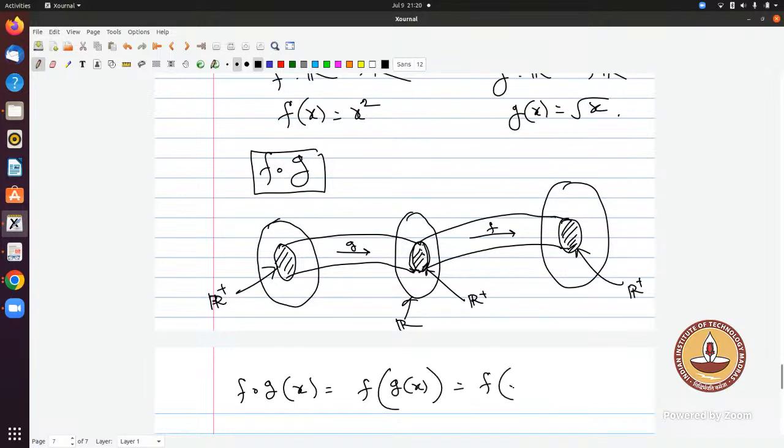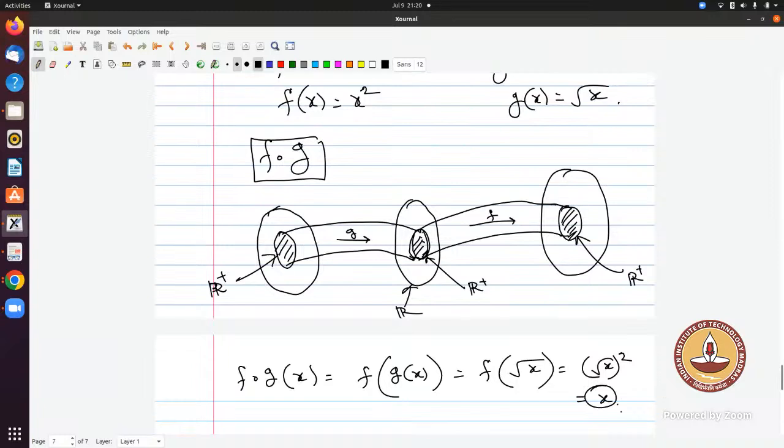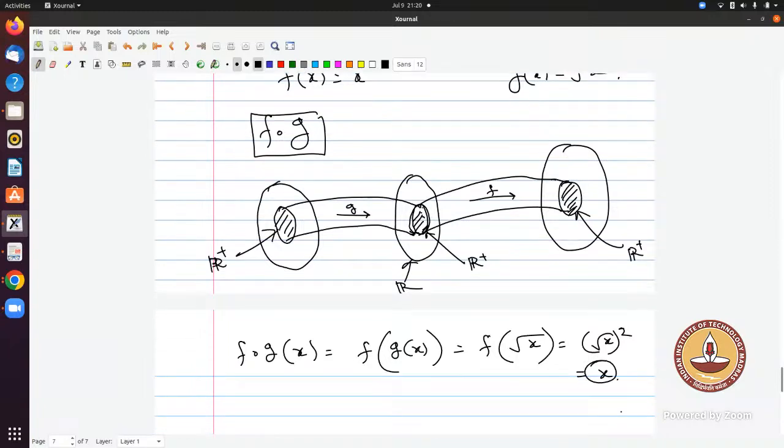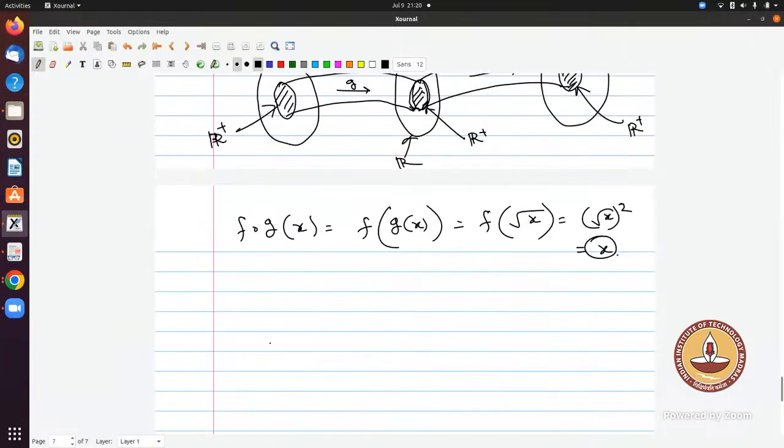G of X is root X. I am applying F on root X. So here only positive numbers are there. So F of root X, whole square, that is only X. So for this function, F compose G, this is X. But G compose F, this is mod X.